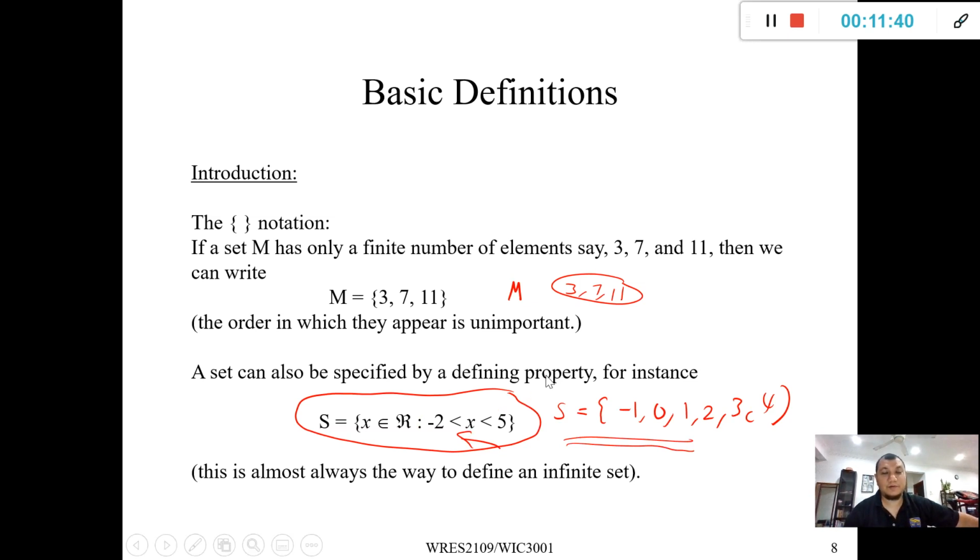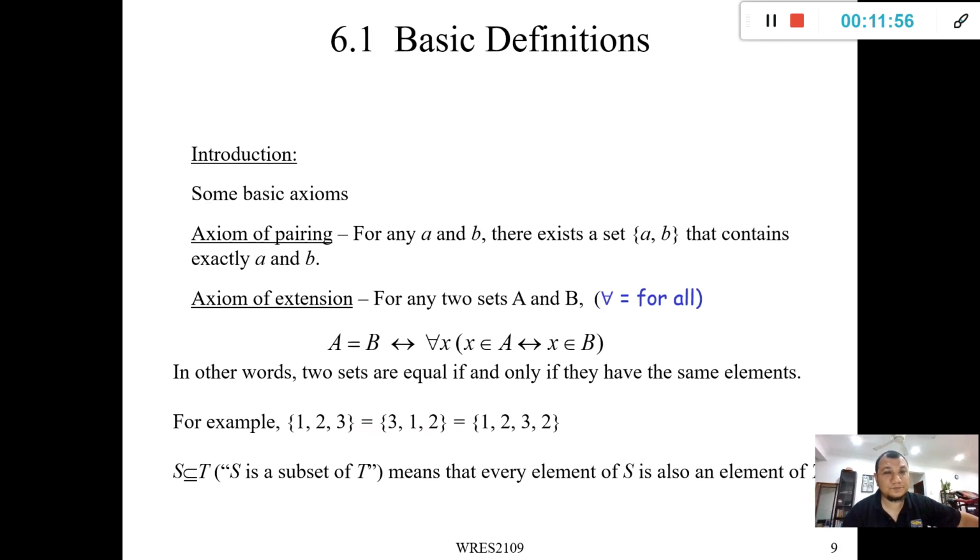This is just basic. This is just to recall the basic probability that you learned during your foundation or school, or maybe first year. I'm not sure. So the basic definitions, some basic axioms or definitions of terms.